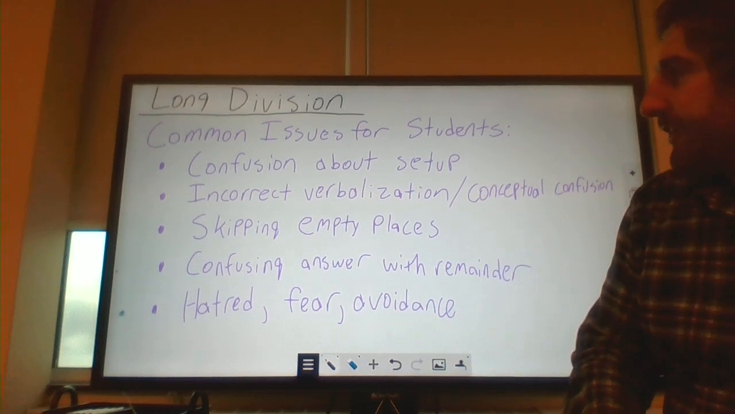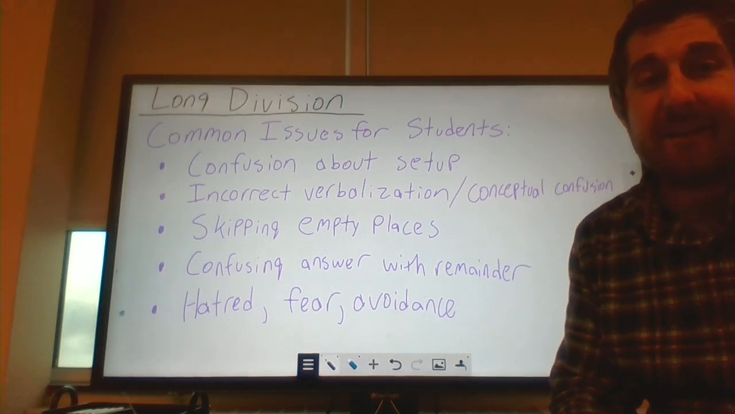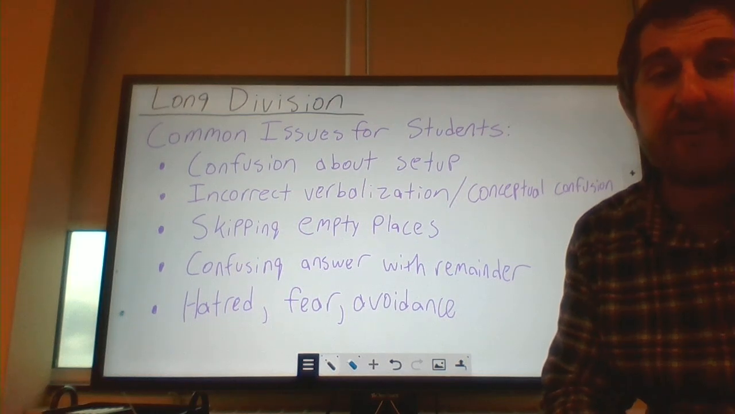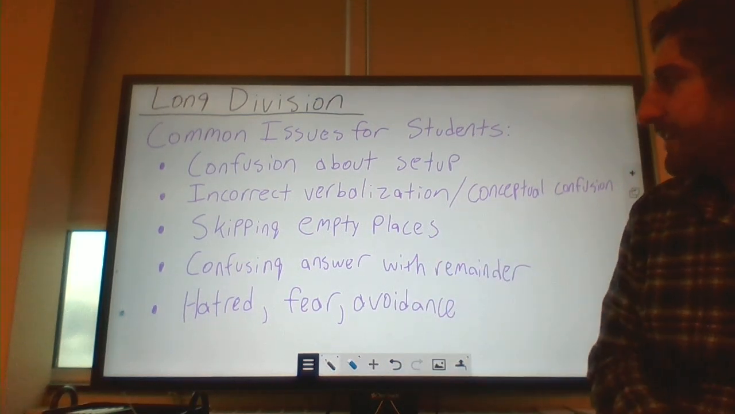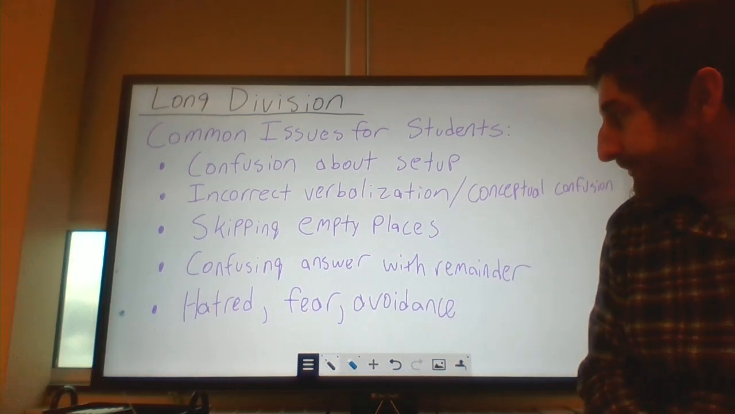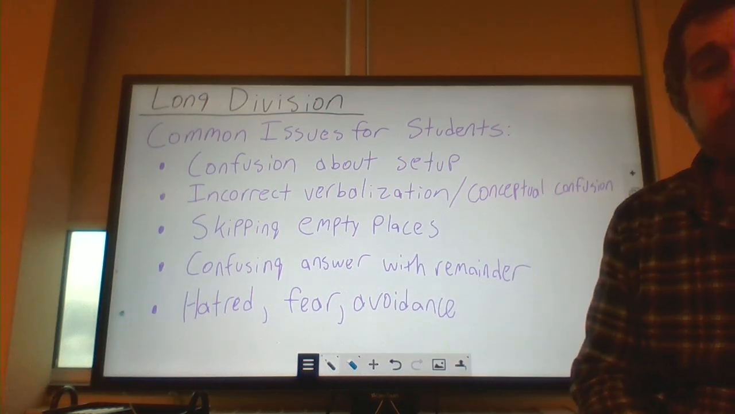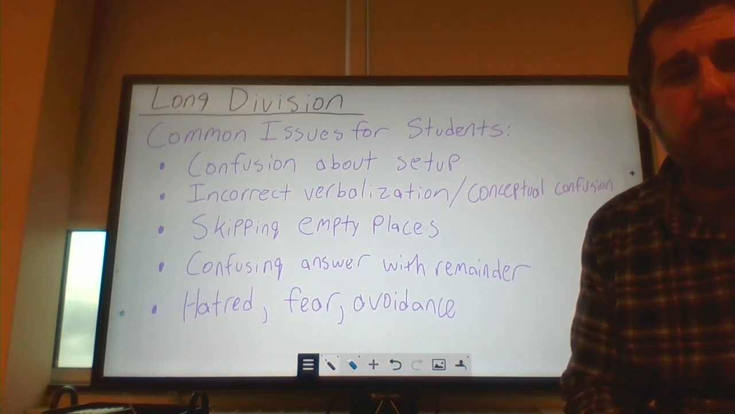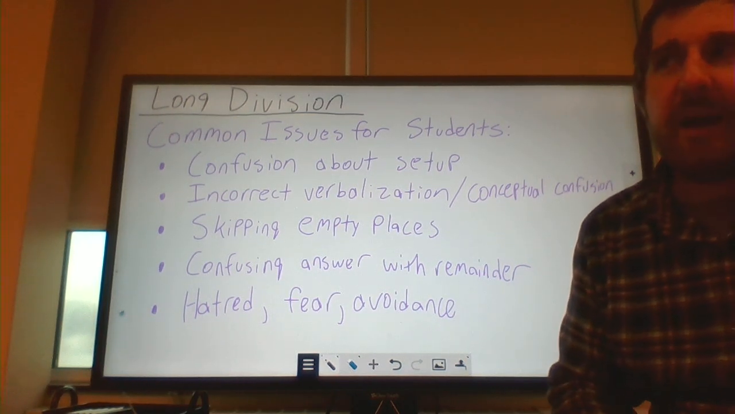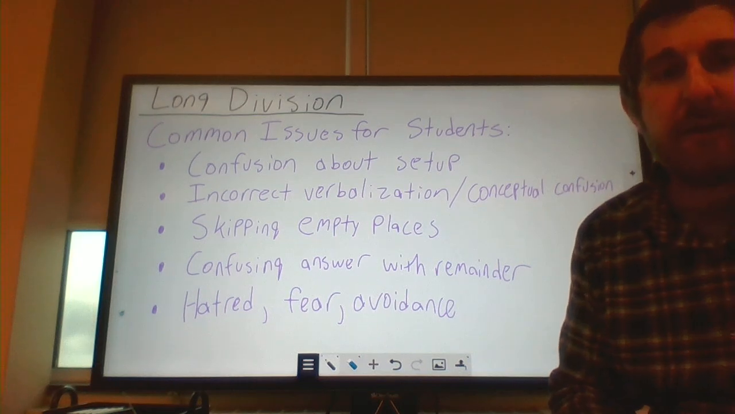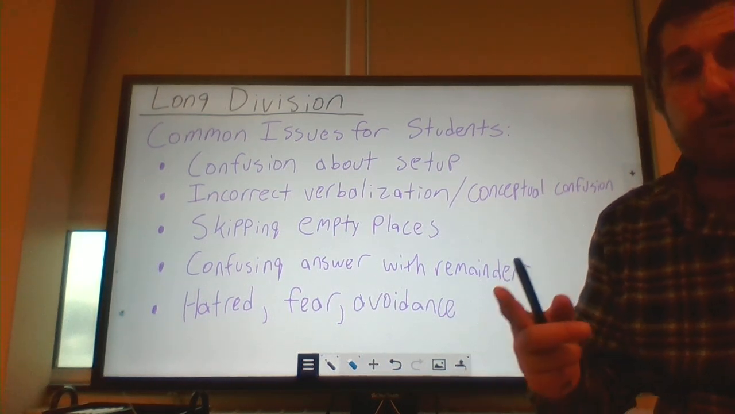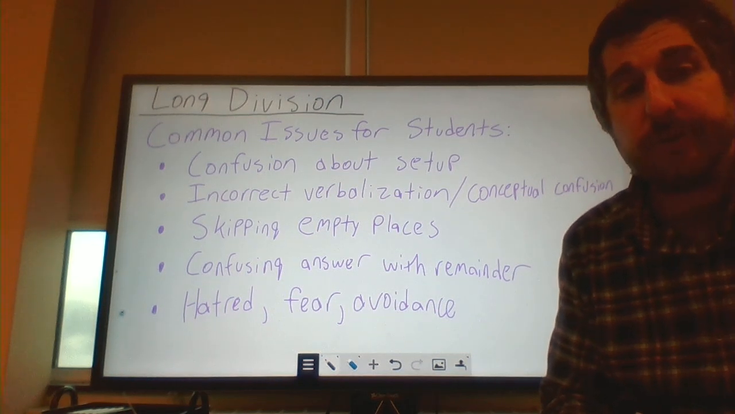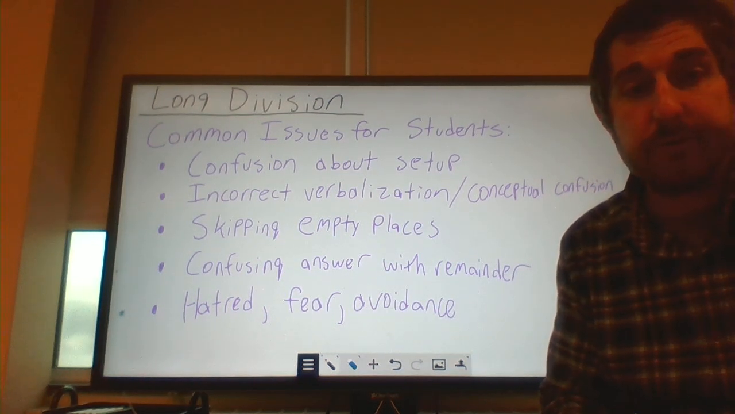Other issues that might occur, like skipping empty places, are a drop in the bucket in comparison. And I think if we get the first big hurdle out of the way, it'll be easier to address smaller issues like that. Confusing the answer with the remainder is another one that comes up a decent amount. What I mean is that when a student is forced to think about the answer number and the remainder number at the same time, it can cause issues, especially with those with attention and focus problems.